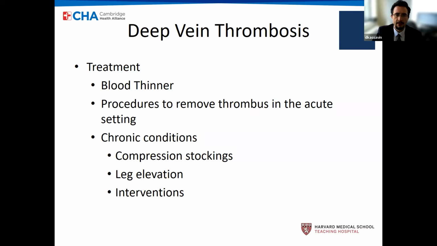If somebody's been diagnosed with deep vein thrombosis, the mainstay of treatment is blood thinner. This is essential because if someone is not on a blood thinner, there's that risk of that clot extending and potentially getting larger, affecting more of the extremity and of potentially going to the lungs, which again, as we mentioned, could be a lethal event.